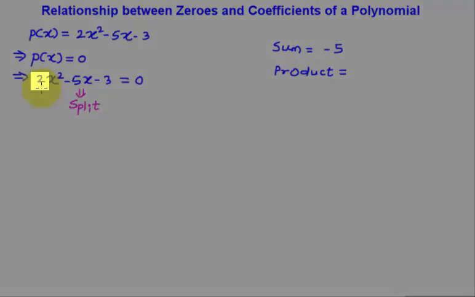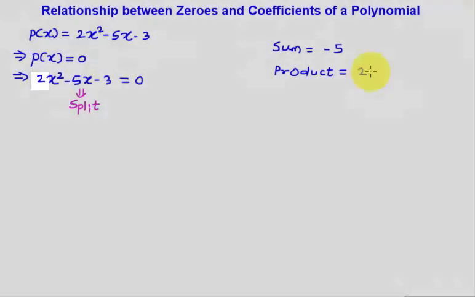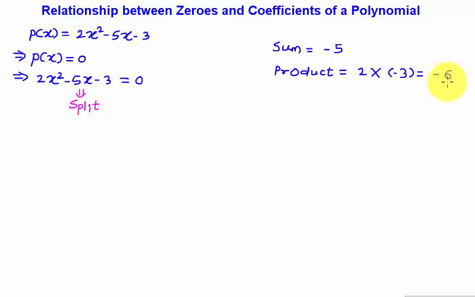the coefficient of x square, which is 2, multiplied by the constant term, which is minus 3. So we need two numbers such that their product will be 2 into minus 3, that is minus 6. Now let's use the product minus 6 to find the pair of values.